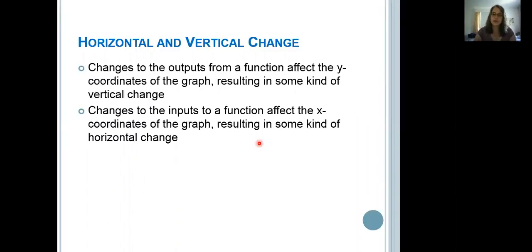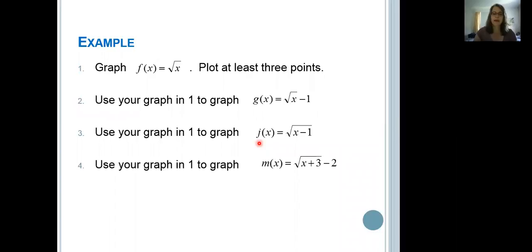We can have both horizontal and vertical changes going on at the same time. Horizontal changes come from affecting the inputs, the x's, before we apply the function. That's why they are inside the parentheses. Vertical changes originate from affecting the outputs, the y's, after we apply the function. That's why they are outside the parentheses. Okay, I'm going to leave these to you. I just want to talk a little bit about this last one. This last one's got both a horizontal change and a vertical change.